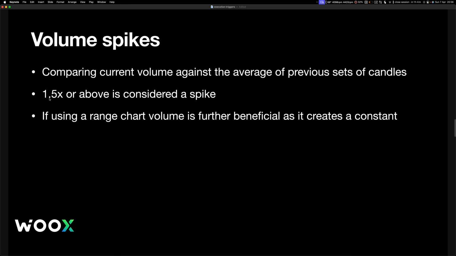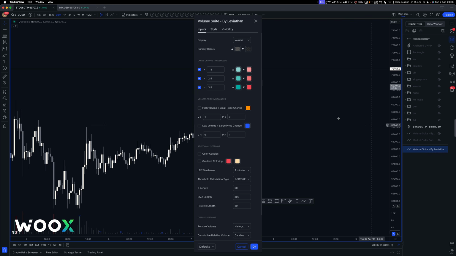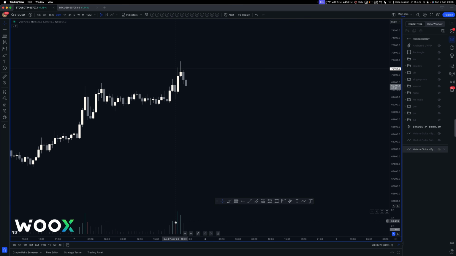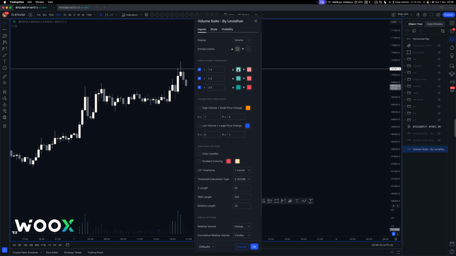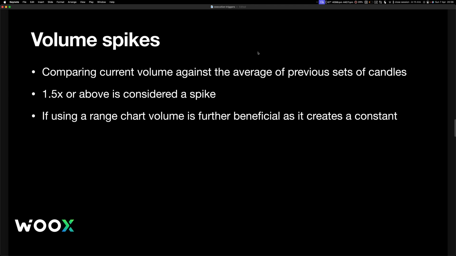This is generally higher. Now, within TradingView itself, you can have Volume Sweep by Leviathan on your chart. At the bottom I've got these spikes on the time-based charts. 1.4x and above will show this color, and this color for 2.5 and above, to show how aggressive the volume is. That's why using volume spikes can inherently show potential reversal trades, as I'll cover now.